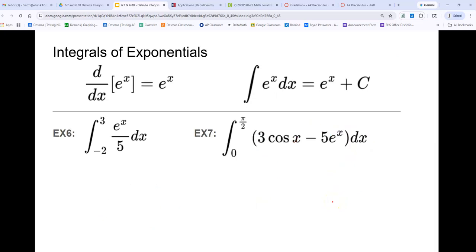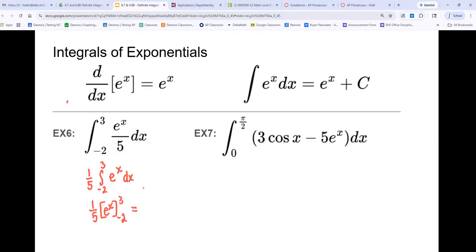Exponentials. These are the easiest problems. Okay? What is the derivative of e to the x? E to the x. So what is the integral of e to the x? E to the x, right? So if I see something like I've got here for number 6, that 5 right there could really just be like a 1/5 e to the x. So when I integrate the e to the x, I still just get e to the x. And I will evaluate that from negative 2 to 3.